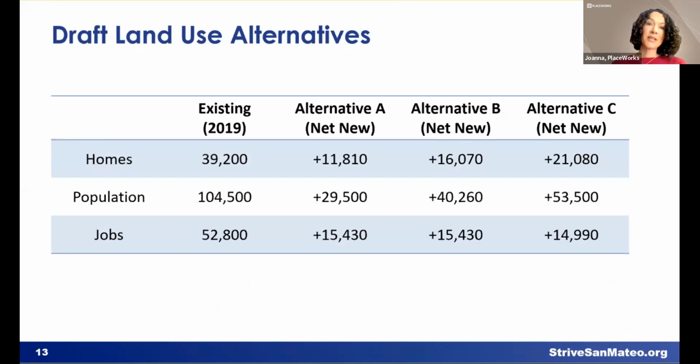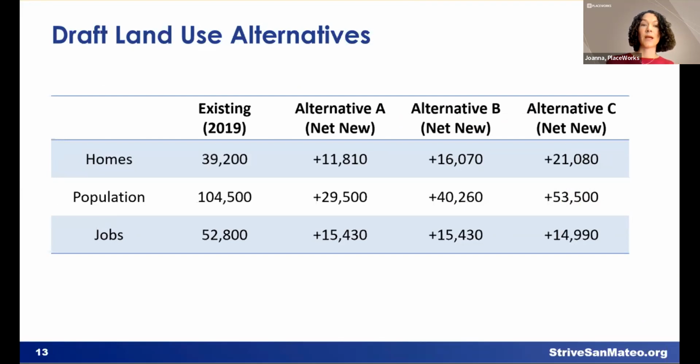The draft land use alternatives that we came up with primarily differ in their residential development. This was probably the top concern that we heard over the past couple of years working with the San Mateo community: what's the appropriate amount of housing that San Mateo should be planning for, where should it be located, and what should it look like? So these alternatives really focus on distinguishing among options for that.